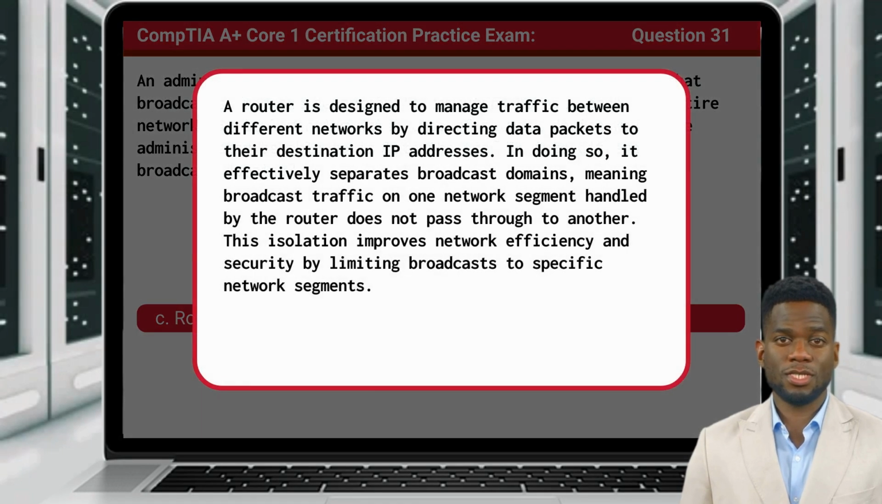A router is designed to manage traffic between different networks by directing data packets to their destination IP addresses. In doing so, it effectively separates broadcast domains, meaning broadcast traffic on one network segment handled by the router does not pass through to another. This isolation improves network efficiency and security by limiting broadcasts to specific network segments.